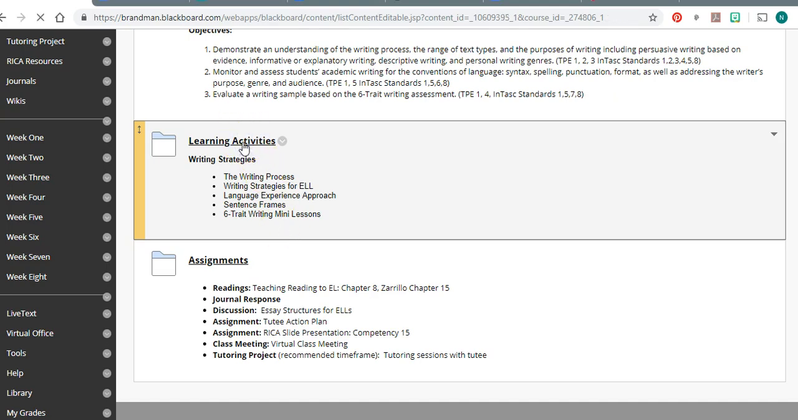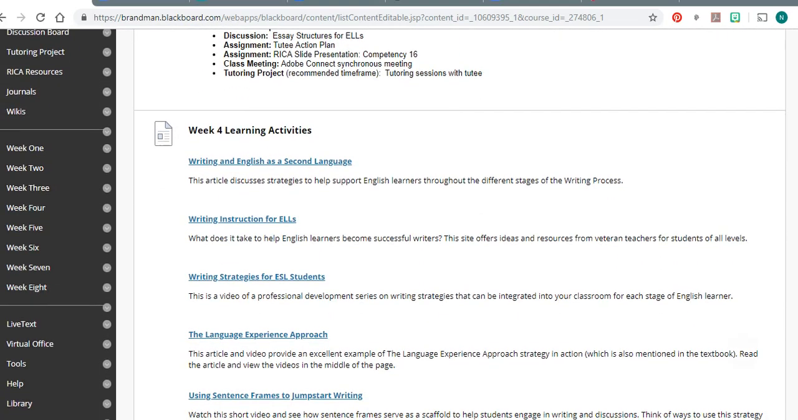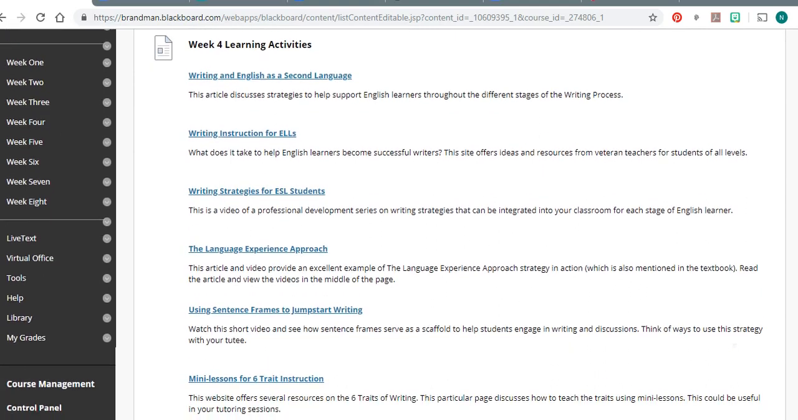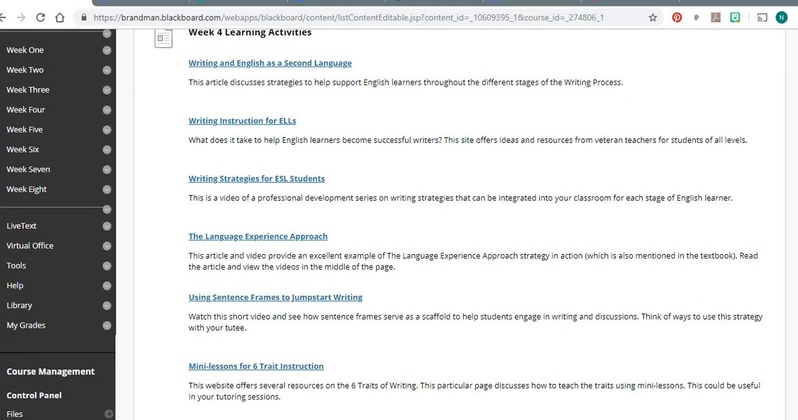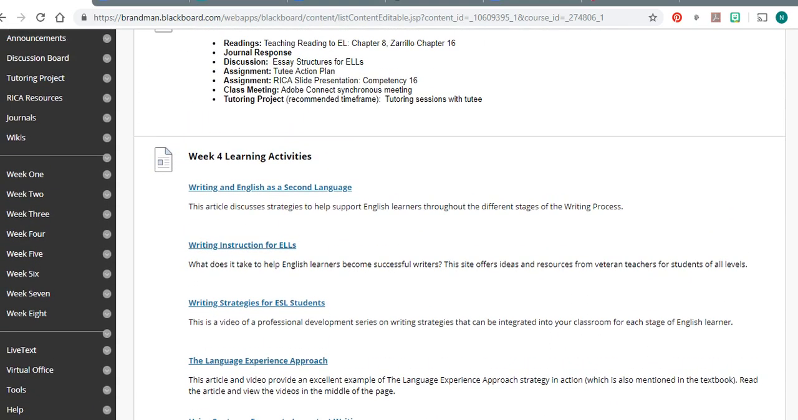So what I really encourage you to do is spend some time going through the week 4 learning activities to really get an idea on how to support your English learner tutee with writing. And remember, in the tutoring folder, in the assessment tab, you will find the 6 trait writing rubric, and that's what you're using to assess your students' writing. And from there, you can discover the strengths and the weaknesses and what you might want to set a goal for.